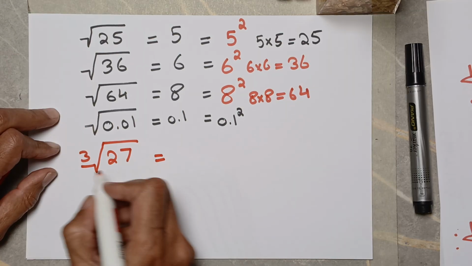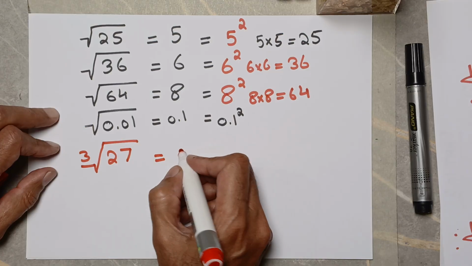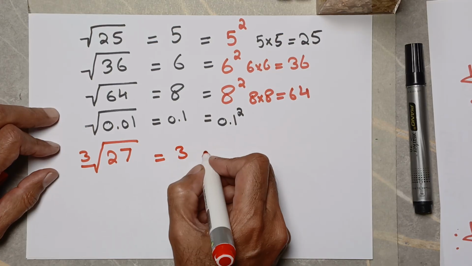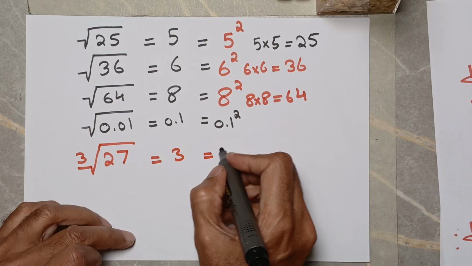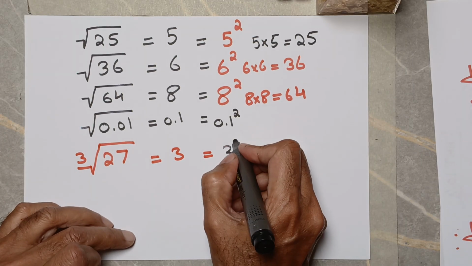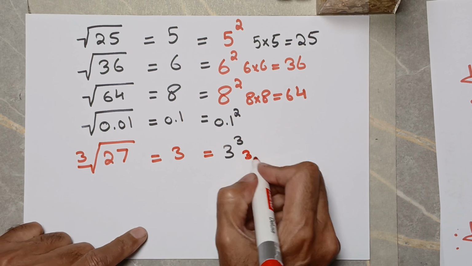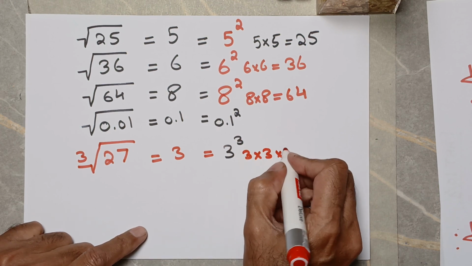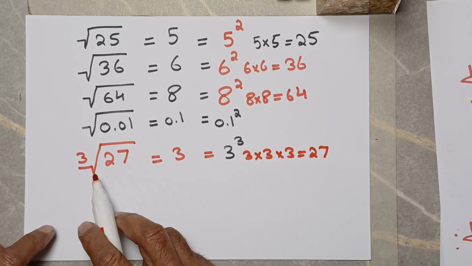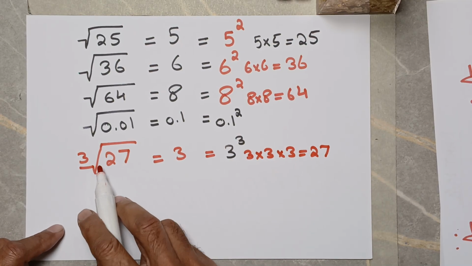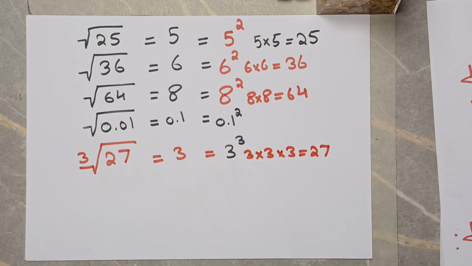Now here the cube root of 27 will be, what will it be? You can easily guess, it will be 3. And now here it can be easily written as 3 raised to the power 3, because 3 times 3 times 3 will be equal to 27. So again, over here, the cube root is actually the inverse of this exponent, 3 raised to the power 3.